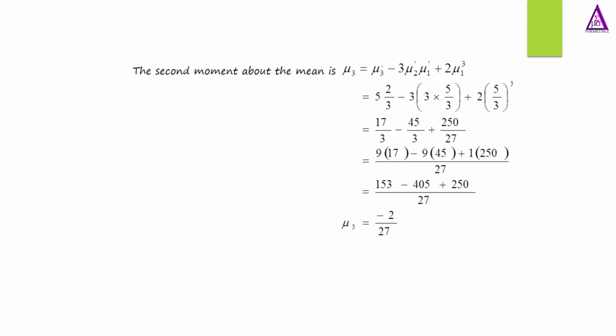The third moment about the mean is 5 2/3 minus 3 times 5/3 times 3 plus 2 times (5/3) cubed, which is 17 divided by 3 minus 45 divided by 3 plus 250 divided by 27. The third moment about the mean equals -2 divided by 27.